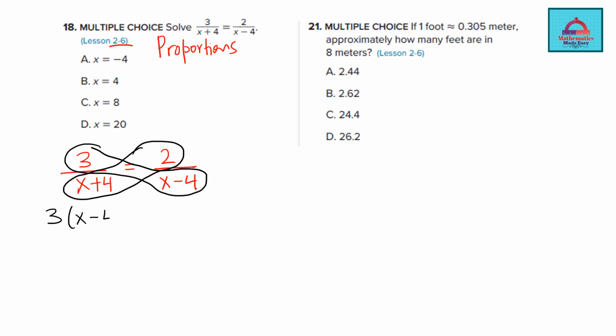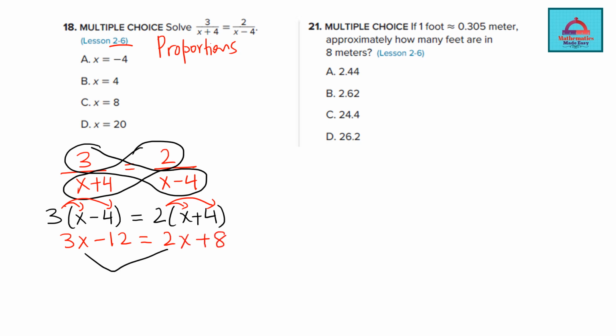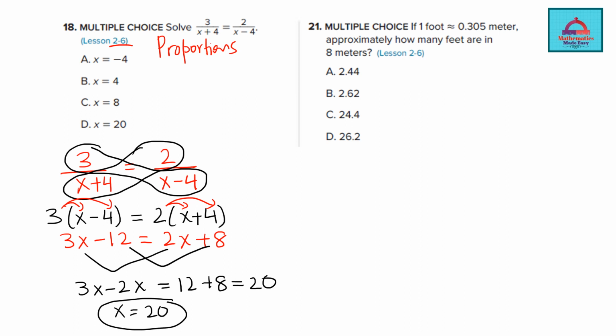So 3 times x minus 4 is 2 times x plus 4. Now wherever there are brackets, we are going to multiply. Let's put the arrows. So this gives you 3x minus 12 is equal to 2x plus 8. Let's collect the like terms. So we are going to take these together and these together. So 3x minus 2x is 12 plus 8, which is 20. So x is 20. You have got your solution. So this is a multiple choice one solution option. D is the answer.